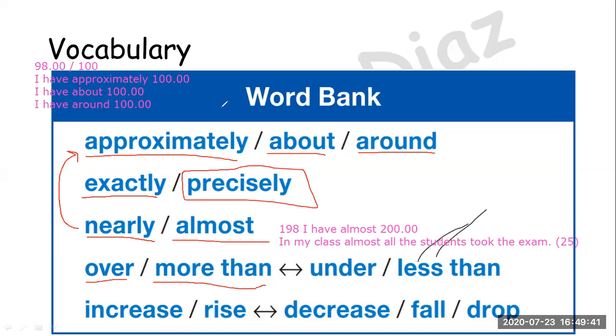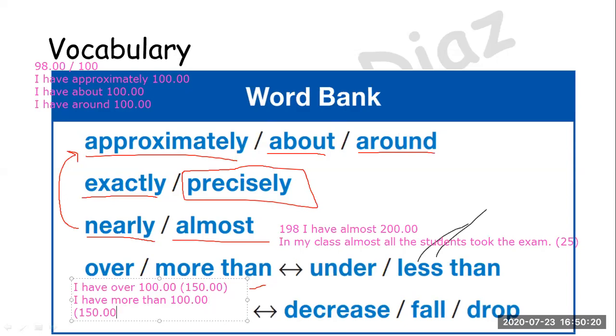When I say over, that means that you have more than something. For example, if I say I have over 100 pesos, that means that I have maybe 150 pesos. When I say over or more than, I have more than 100 pesos. Maybe it could be 150, 125.